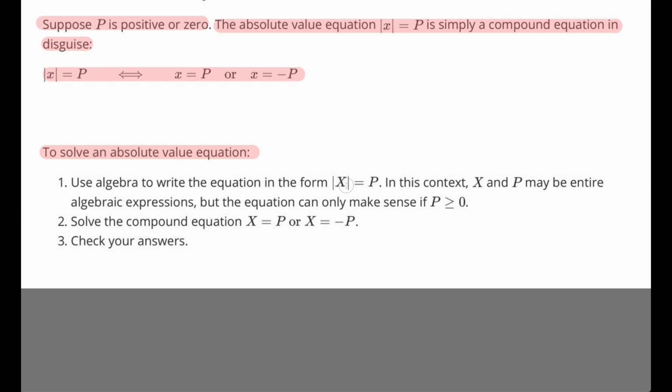Use algebra to write the equation in the form shown right here. In context, x and p may be entire algebraic expressions, but the equation can only make sense if p is greater than or equal to 0. That again goes back to the absolute value definition. Then you solve it in 2 different ways, where x is equal to p and -p, and then always make sure you check your answers because sometimes you get an answer and it doesn't actually work out. I'm going to talk about that in a second.